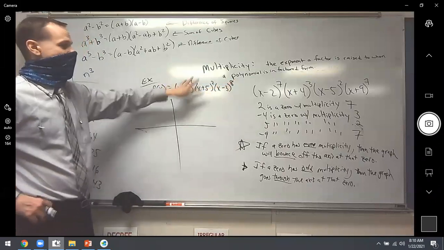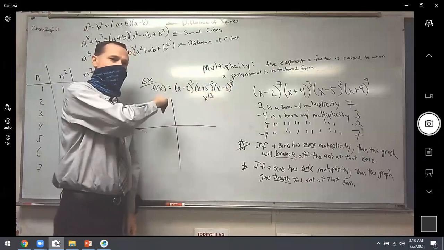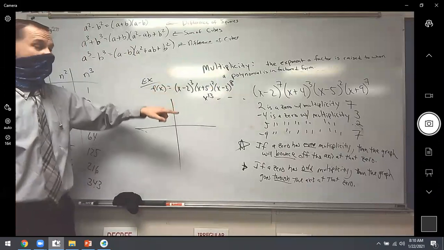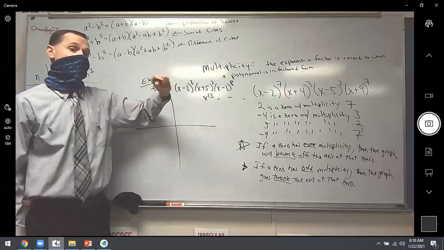If you distribute this all out, it'd be something x to the 13th. There'd be a whole bunch of other stuff too, but I don't want to deal with that. We're not distributing all that out. But do you see why it'd be an x to the 13th thing? I'm just adding up the exponents.